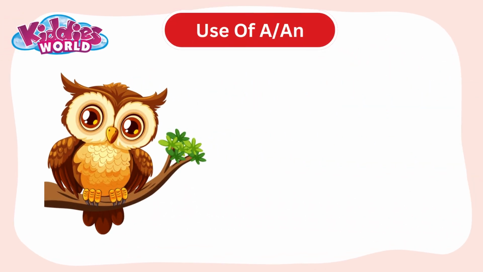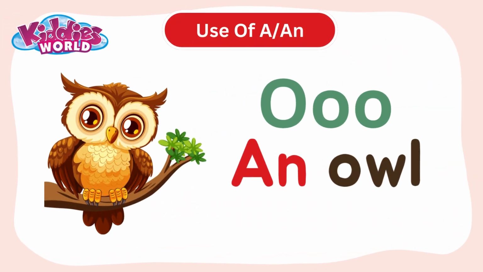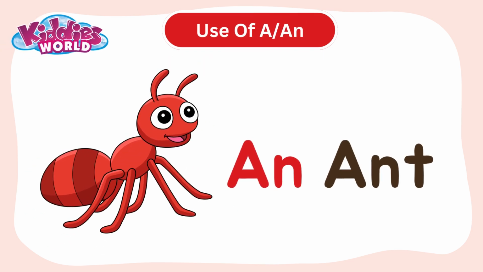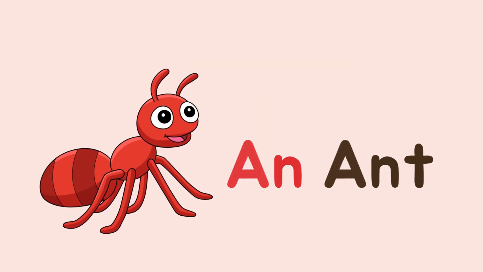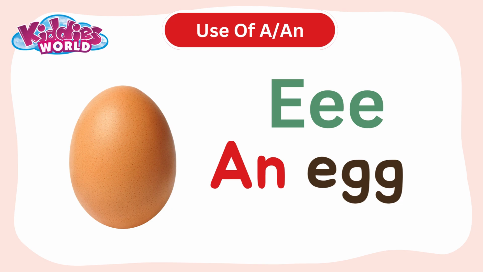Look here. This is an owl. The word owl starts with the vowel sound O, so we say an owl. This is an ant. The word ant starts with the vowel sound A, so we say an ant. What is this? An egg. The word egg starts with the vowel sound E, so we say an egg.